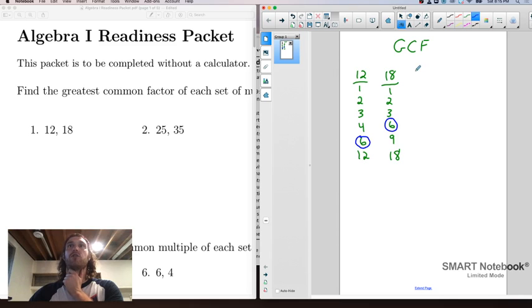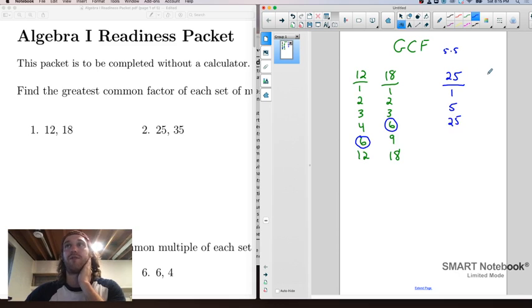Let's go ahead and try the next group. So 6 is our GCF, or greatest common factor. Next one is 25 and 35. Okay, so this one's going to be pretty fast. Let's just look at the factors of 25. That's going to make things pretty easy. We know that 25 is 5 times 5. So we know it's divisible by 1. We know it's divisible by 5 if 25 breaks up into 5 times 5. And there's no other number that we can divide by other than 25.